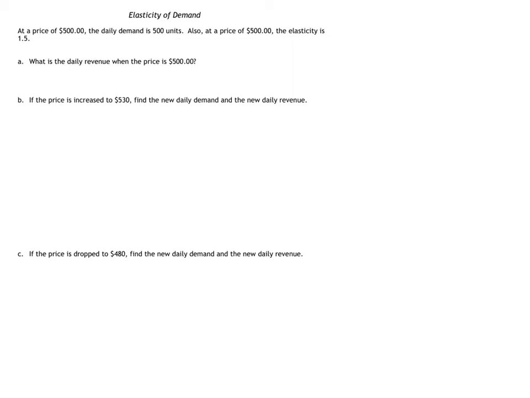So, first, what is the daily revenue when the price is $500? Well, the revenue is price times quantity. And so if the price is $500 and the quantity is 500 units, this turns out to be $250,000.